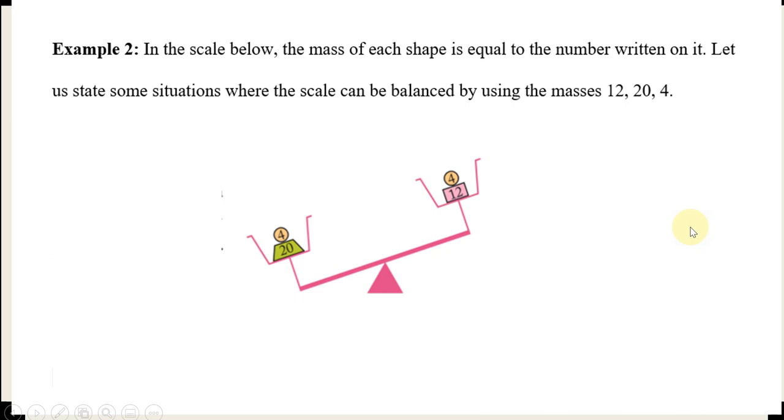Here's my second example. In the scale below, the mass of each shape is equal to the number written on it. Let us state some situations where the scale can be balanced by using the masses. Probably they will try to add some masses to both sides to keep the scale in balance. But at the end of this task, I will ask them to keep the scale in balance by using division and multiplication. Probably they will think on it a little bit, and they will find a solution by using addition and multiplication.